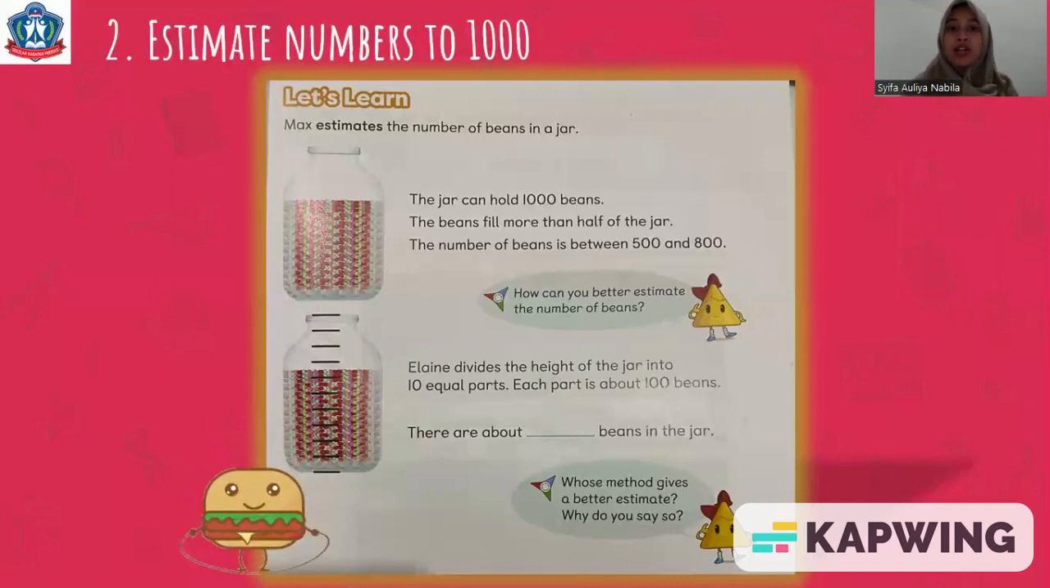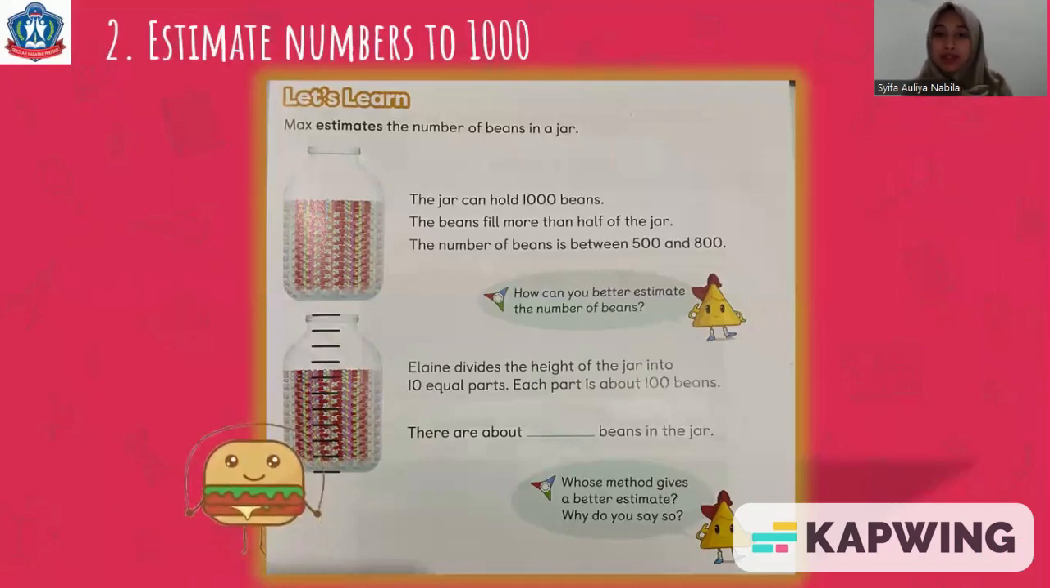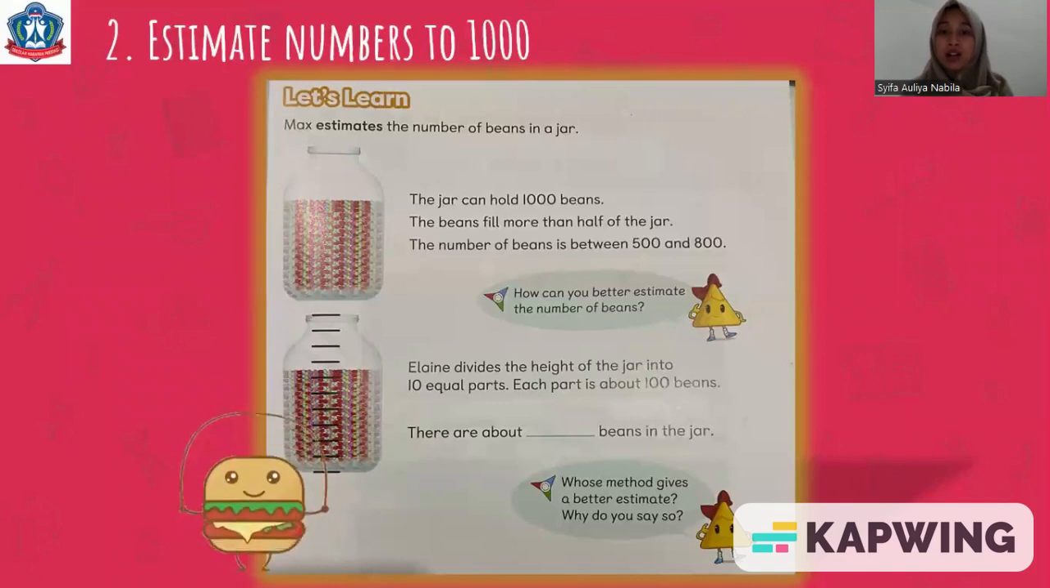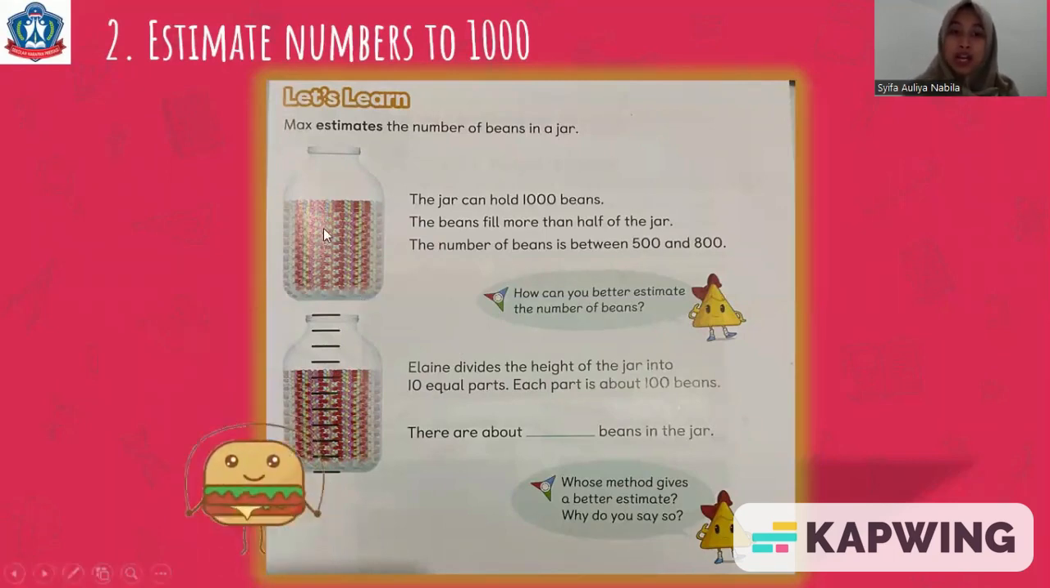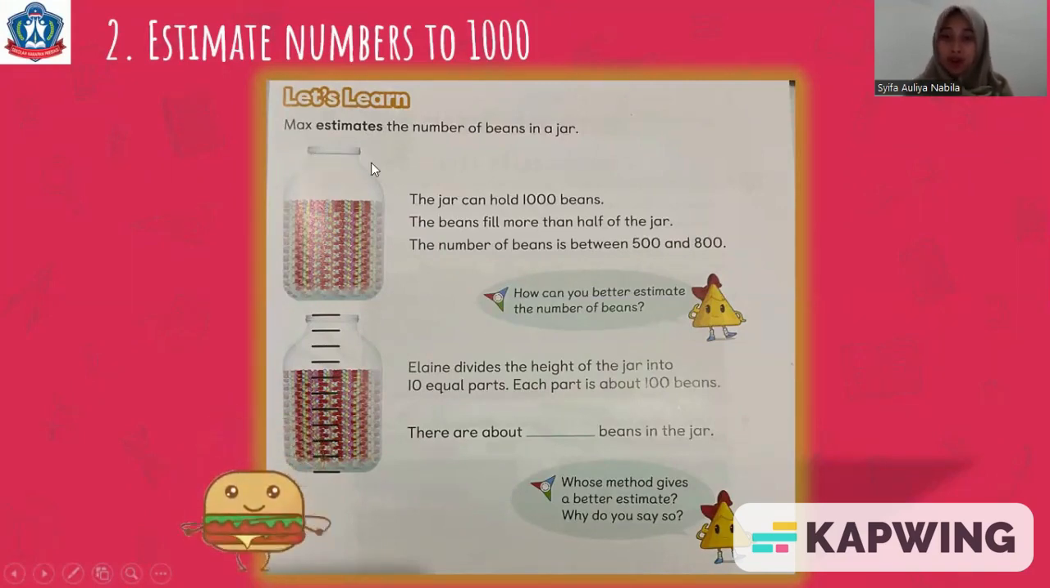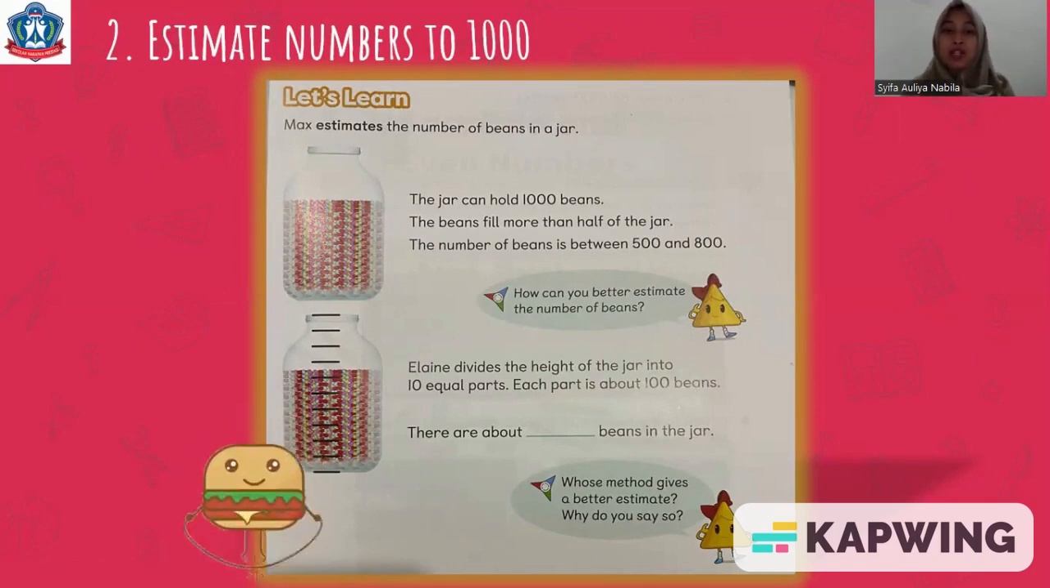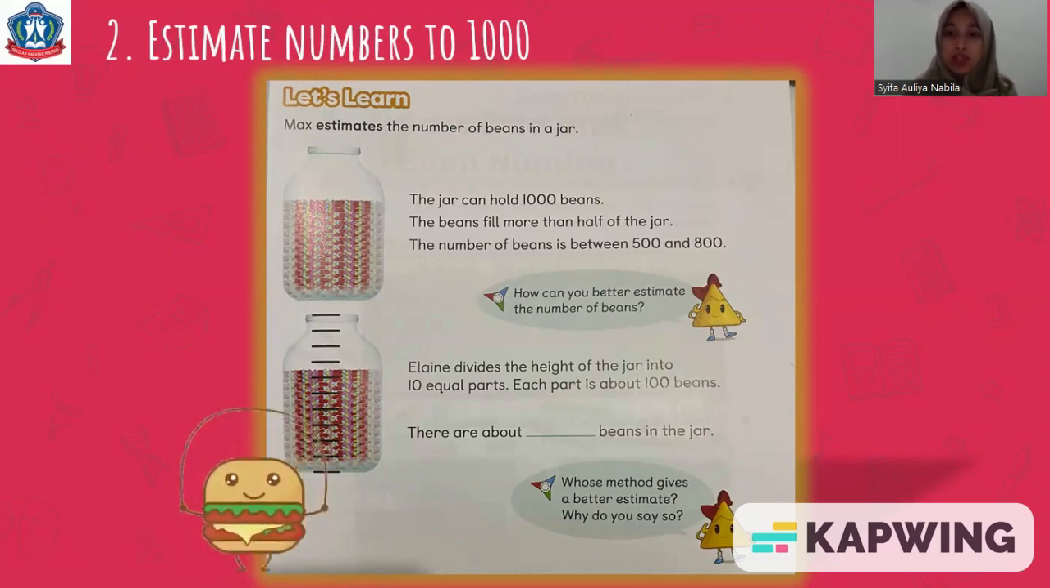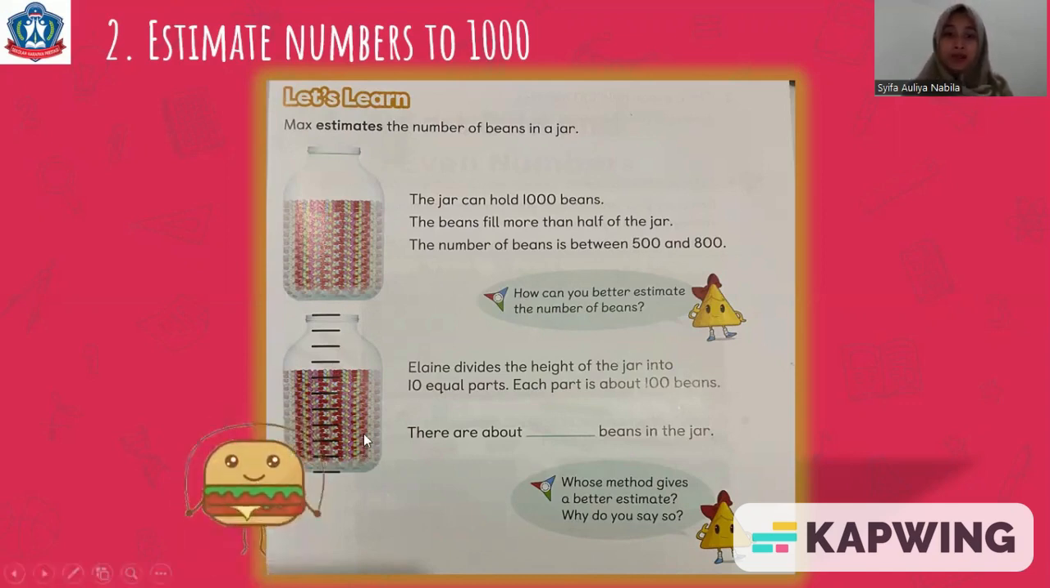Let's learn together. The jar can hold 1000 beans. The beans fill more than half of the jar. The number of beans is between 500 and 800. So if the jar is full of the beans here, the jar can hold 1000 beans, right? Okay, so you can estimate the beans here is between 500 and 800. Understand? Okay. Next, you can estimate it.